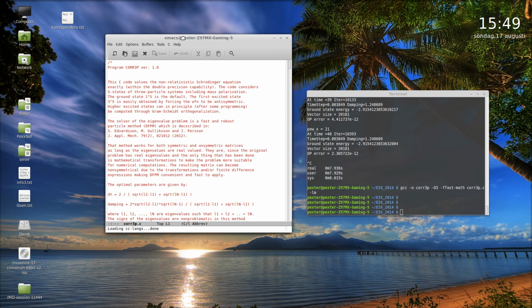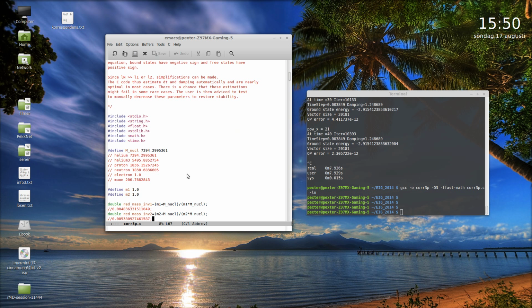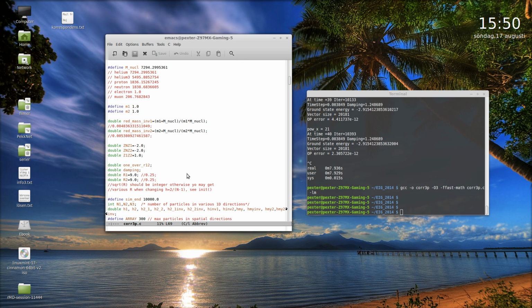So here is my C program. It's called Cor-3P. It's correlation, three free particles. And there is some information here in the program about how we solve it and why it's working and so on. So this is just ordinary C code, and here, let's say, the mass of the proton is like this. You can find that in a good handbook. The electron mass is like this, and here are the reduced masses, etc., and charges. So it's basically defining the problem.